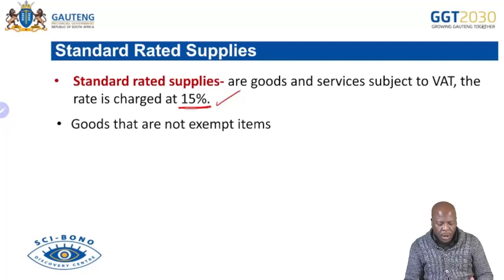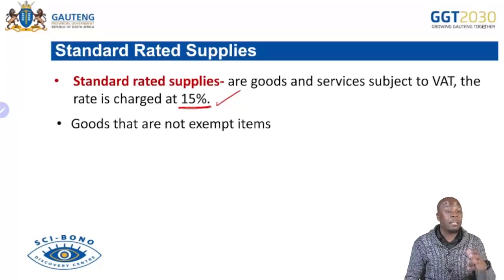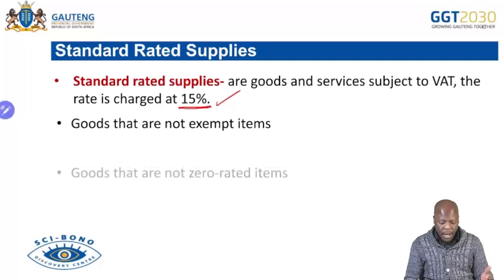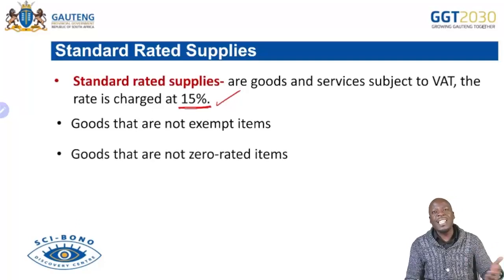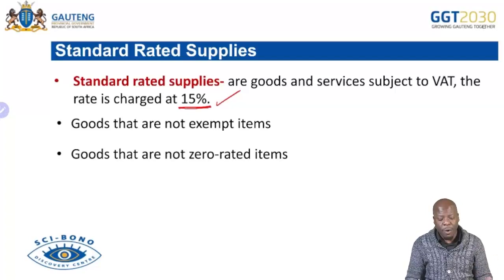Now, these are goods that are not exempt items. Remember, I've just explained exempt items. And these are goods that are also not zero rated items. So they are neither exempt nor zero rated. Therefore, these become our standard rated supplies.